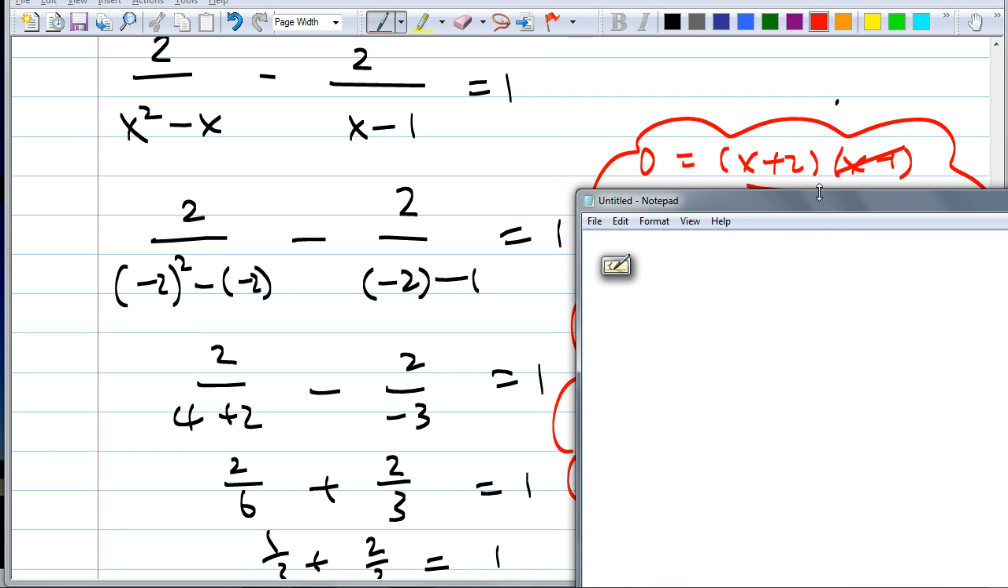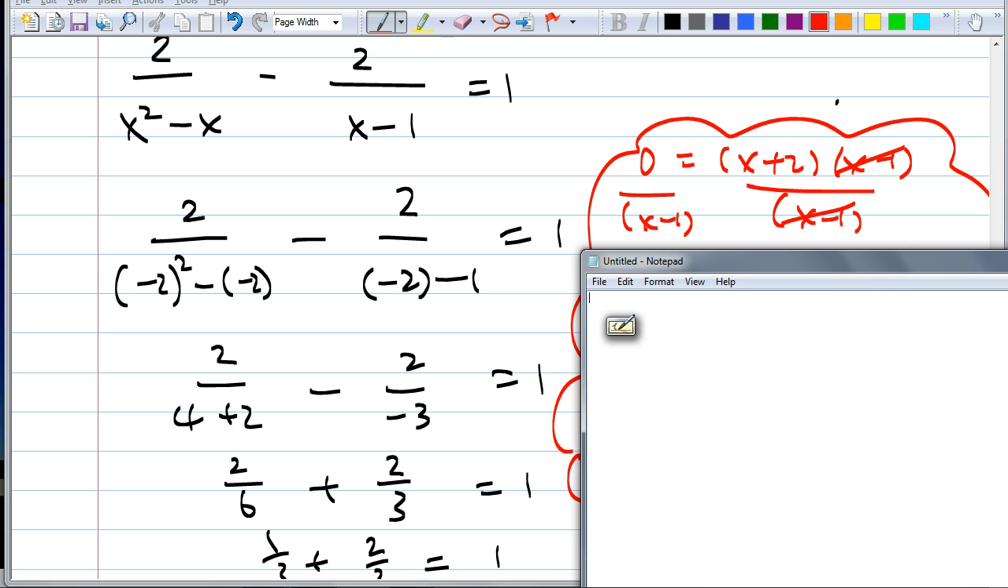Now, let me tell you why you don't want to divide both sides by factors with variables. So imagine that we got this: 0 is equal to x plus 2 times x minus 1, right? We did get that. Let's divide both sides by x minus 1.